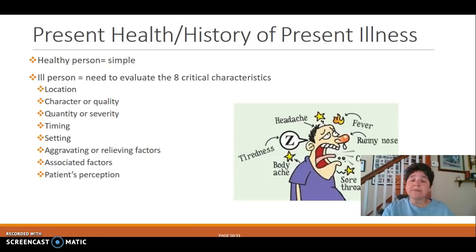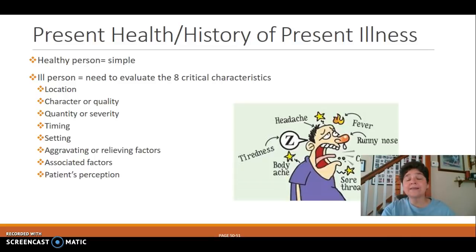So those are just some examples, and I really like to emphasize this because throughout your nursing career, you're going to assess your patient. You're going to assess them, and then you're going to give a treatment, and then you're going to assess them again.